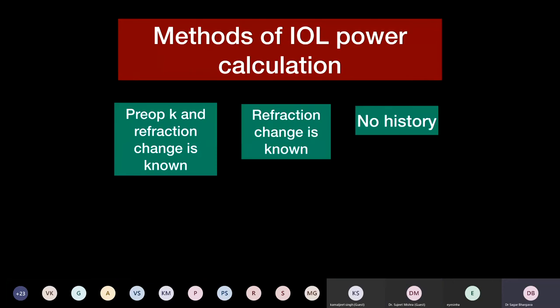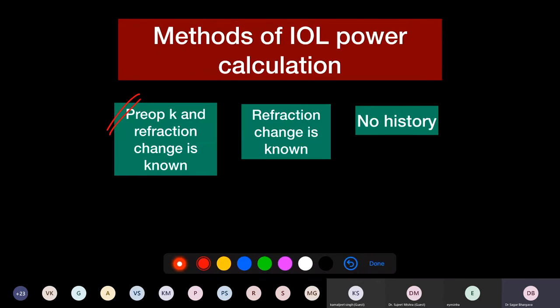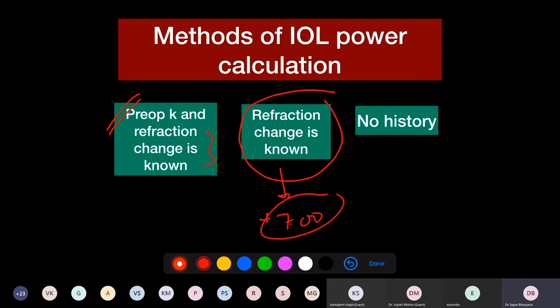Now, once we enter that ASCRS calculator, we have to understand that the IOL power calculation is done with 3 strategies. The first strategy is when the patient's past history is known. That means you know the preoperative K and the refraction, the change that the patient has had. Second is, what is the refraction change that the patient had? That means there is no other history, only you know that the patient had a +7 correction. So you know this data, and with this you calculate. And the third approach is that there is no data at all.